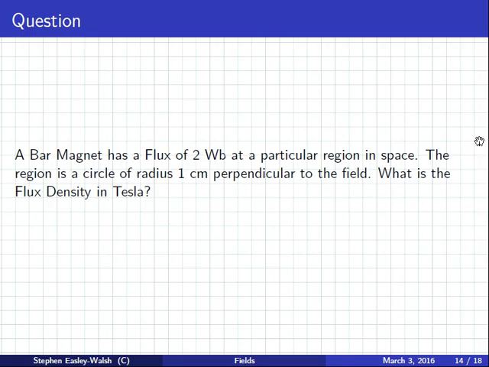Right, so after all of this, we can now have a look at our first type of question. Okay. Can you write this one down? A ferromagnet has flux of 2 Webers, and the region is a circle. Okay, so write this one down. So, in fact, you only have 2 formulas for today. You need the first one for this one.